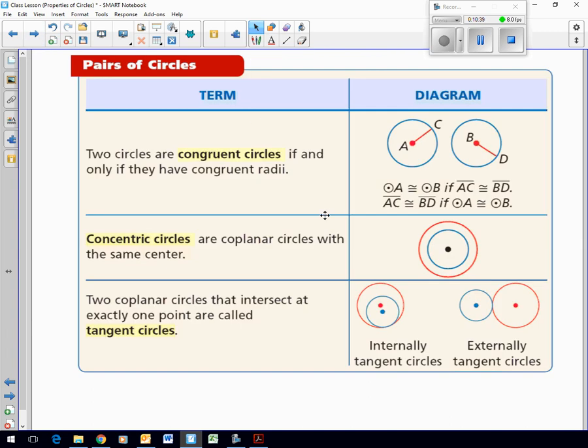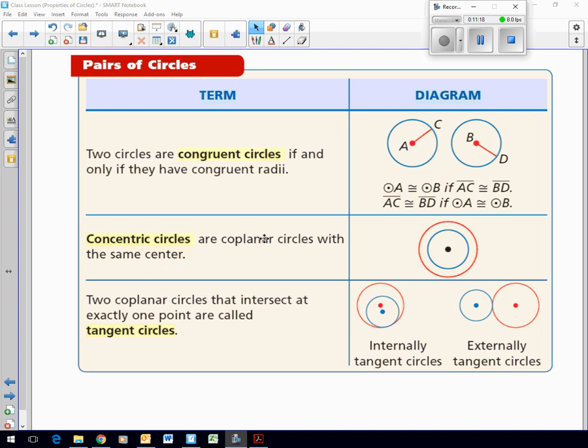All right, y'all write this one down for me, okay? Two circles are called congruent circles if and only if they have congruent radii. That would make sense, right? Think about it. If AC is congruent to BD, that means that you have congruent circles. Now we'll get into why that's true a little bit when we talk about sector, but remember the area of a circle is going to be pi times radius squared. So if the radii are the same, you're going to have the same area. If you have the same area, that means you're talking about the exact same figure, okay?